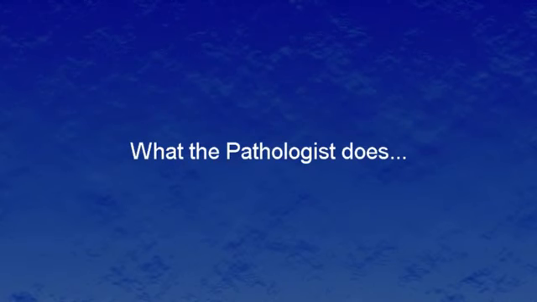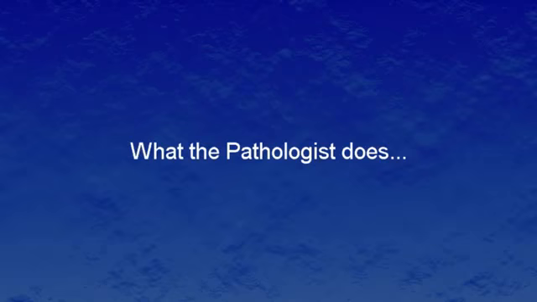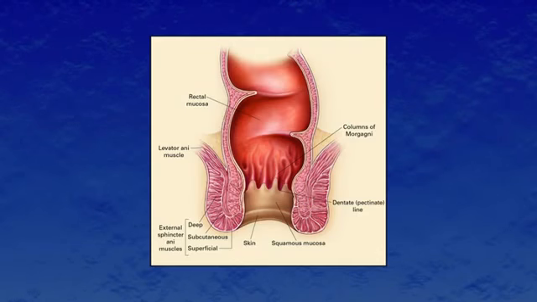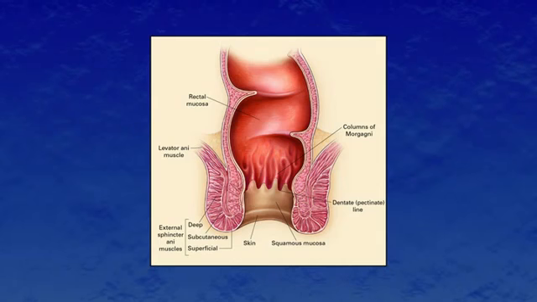The pathologist is a very important part of the anal research team. So I'd like to spend a few minutes just describing to you the important role we play in helping to prevent anal cancer. To understand what the pathologist does, we need to have a good understanding of the anatomy of the anal canal. There are three important zones.